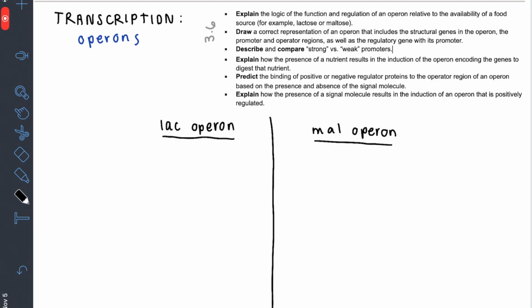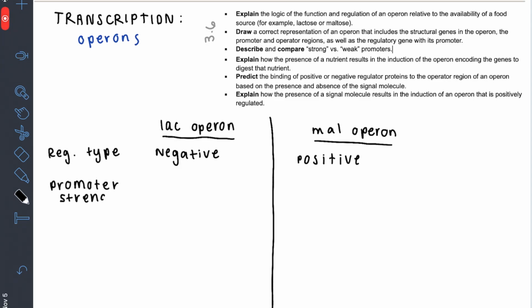Now we're going to compare what we've learned about the lac and the mal operon in relation to gene regulation. As we already established, the lac operon is an example of negative regulation and the mal operon is an example of positive regulation. The lac operon has a strong promoter, therefore it needs a repressor to prevent this promoter from constantly expressing these genes at a very high level.